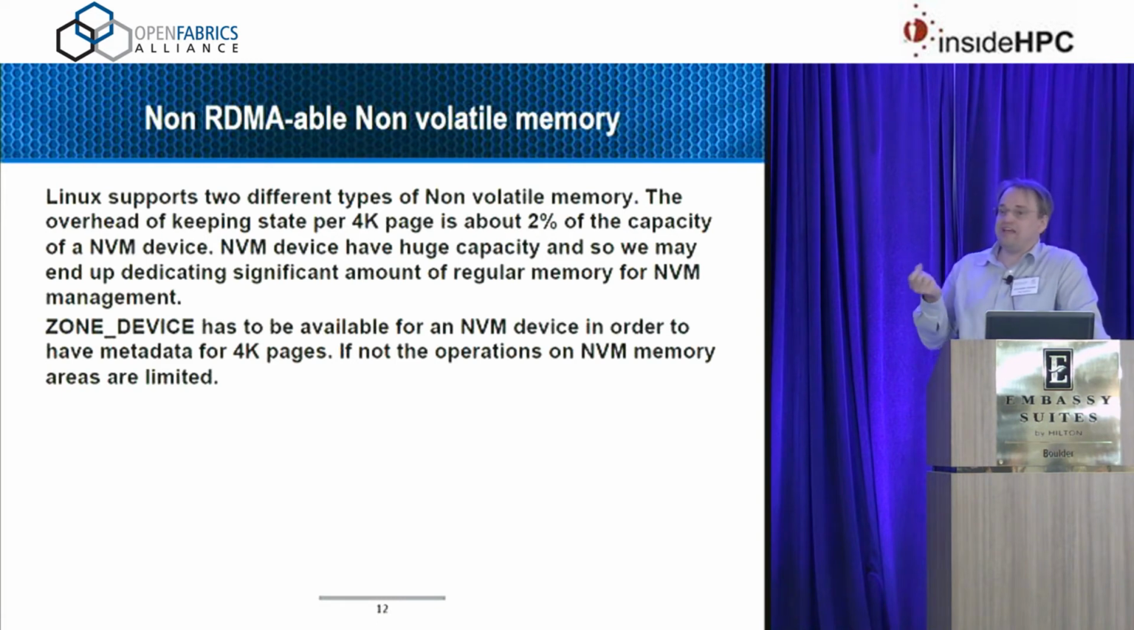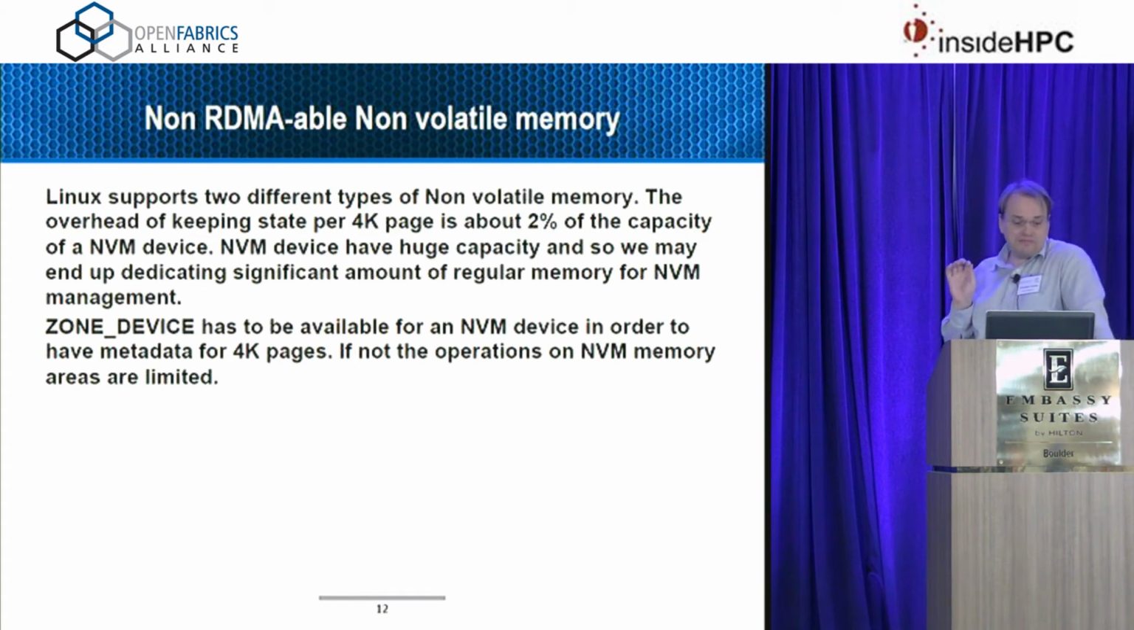In order to maintain this array, we have created another zone, which is called the zone device. The zone device is simply used to describe a memory area that is not under the control of the OS and allows the OS to keep state of all these pages in that range that's external to the OS RAM area.